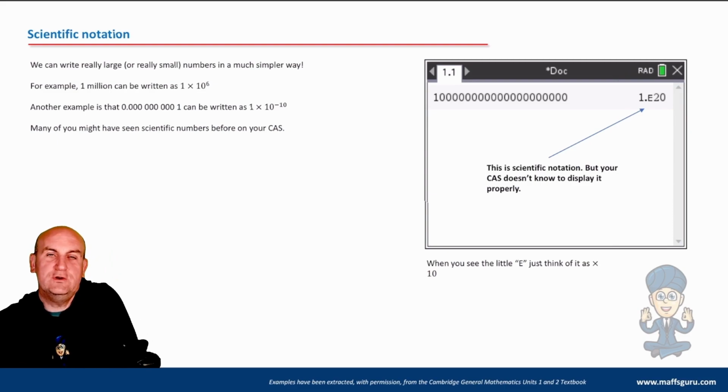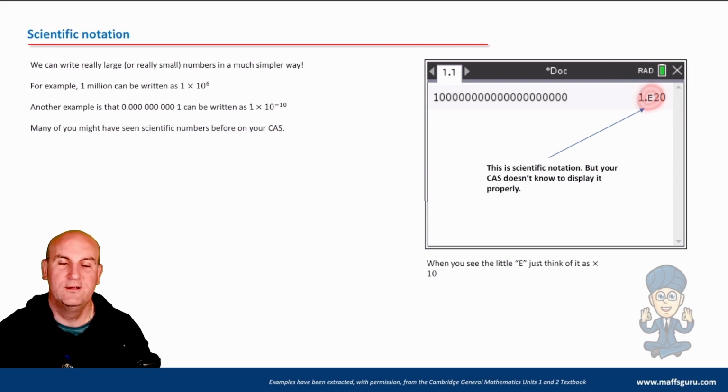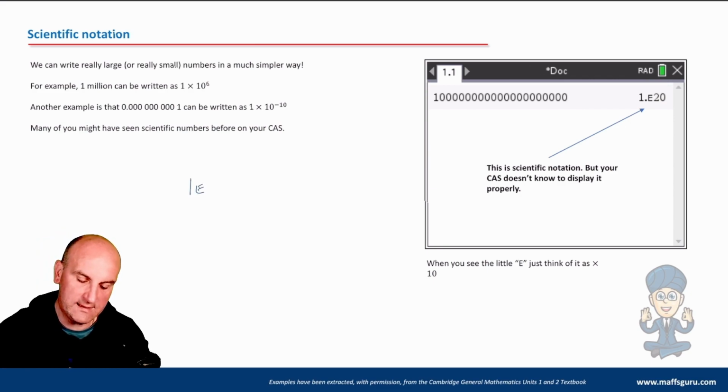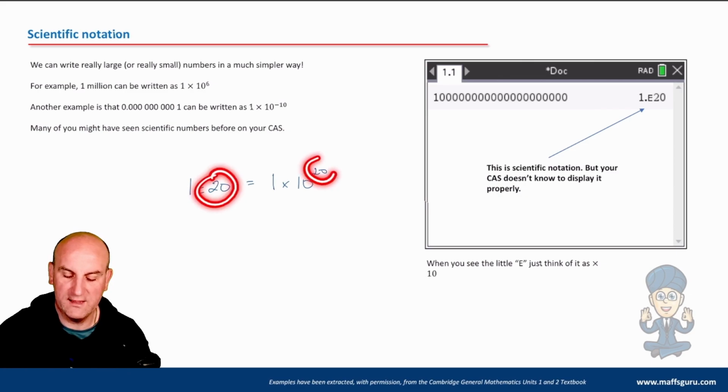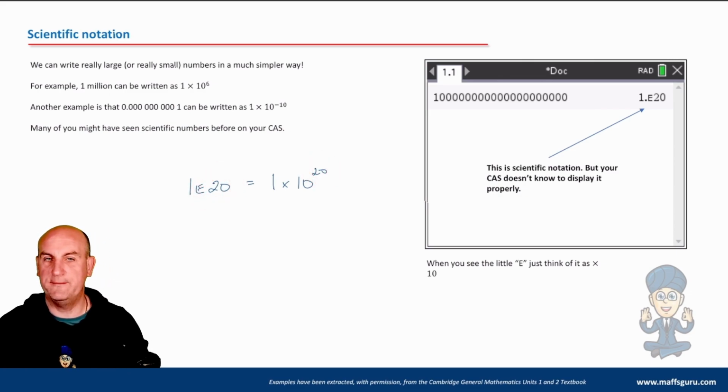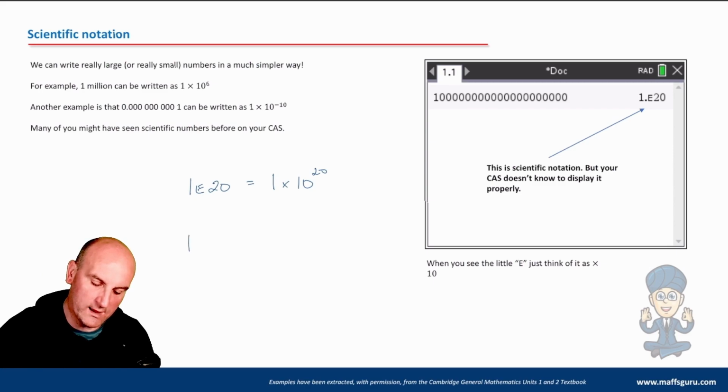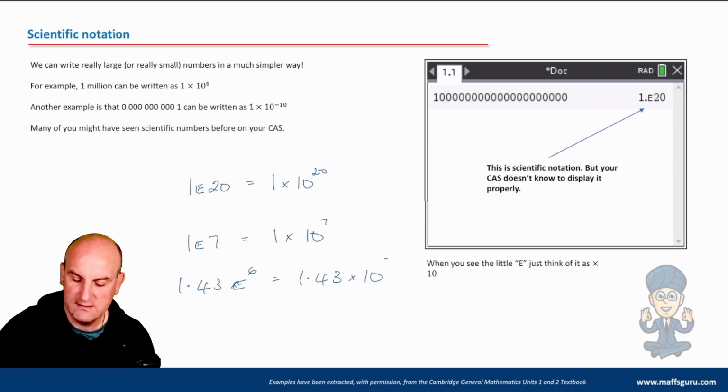1E20. Well, basically, it's because your calculator can't write what that E really stands for. So I'm going to tell you now that 1E20 stands for 1 times 10 to the power of 20. We'll come back to that in a moment. So the E stands for the times 10, and the number after is a little floaty number on the 10. So if my calculator gave me 1E7, then that would be 1 times 10 to the 7. If it gave me 1.43E6, then that would be 1.43 times 10 to the floaty 6.